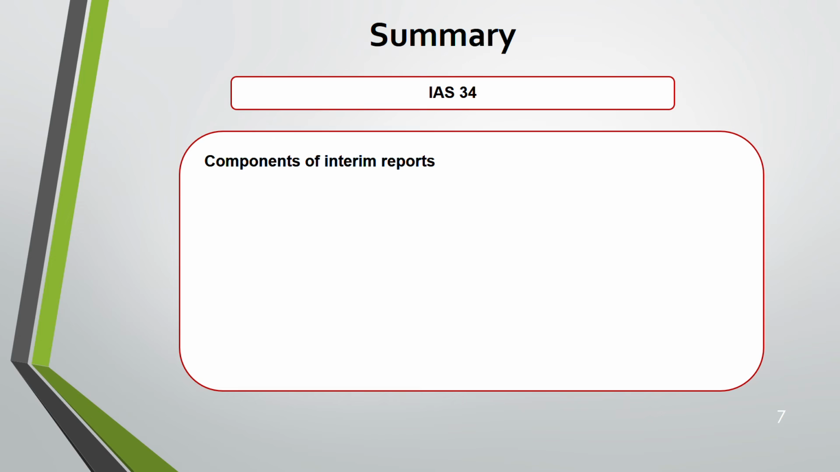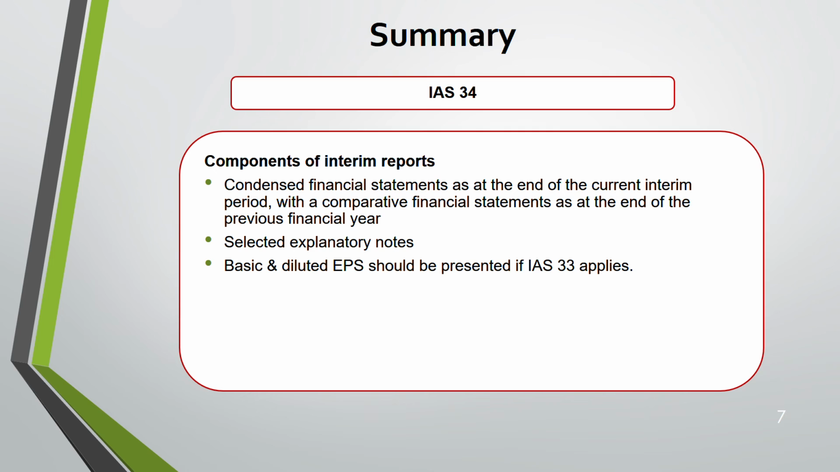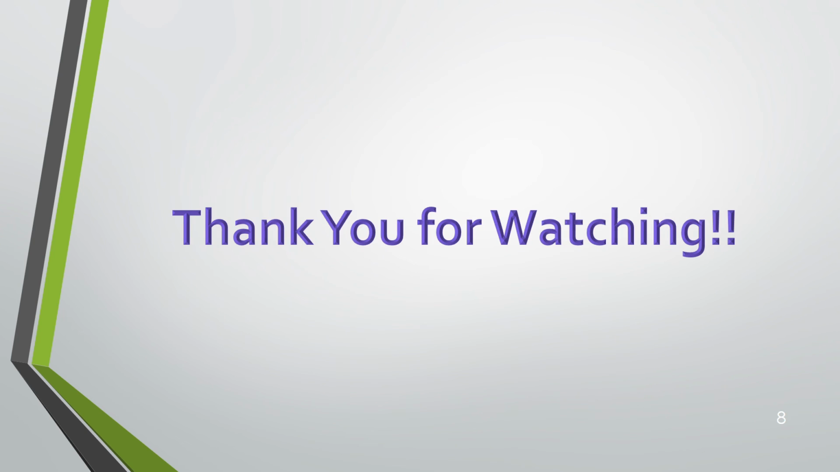Now, summary. The components are the condensed financial statements, all of them with the previous year comparatives. Explanatory notes are selected. Basic and diluted EPS are presented only if applicable, which is only for listed companies. Accounting policies are the same as annual financial statements, and measurement should be made on a year-to-date basis. These are the few key points you need to know about IAS 34. That's it. IAS 34 is nothing.